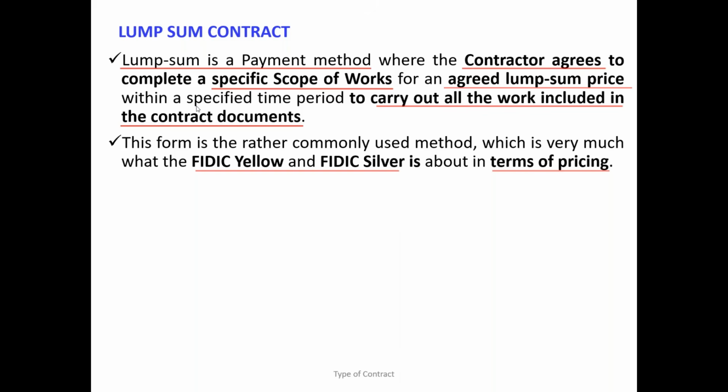Now let us come again to the first point. If the contractor is to give a lump sum price, the client needs to give the defined scope of work, right? If the client is unable to give the defined scope of work, do you think the contractor is able to give a defined price? What do you think?